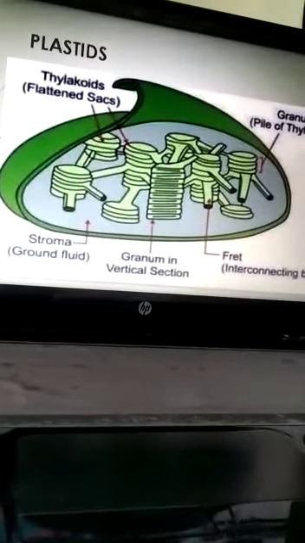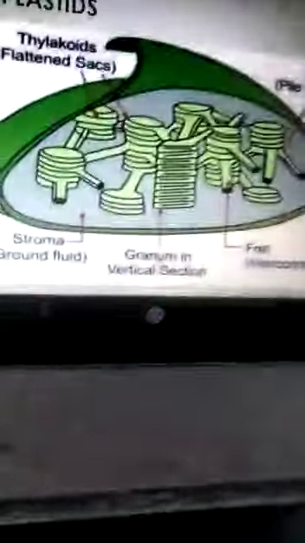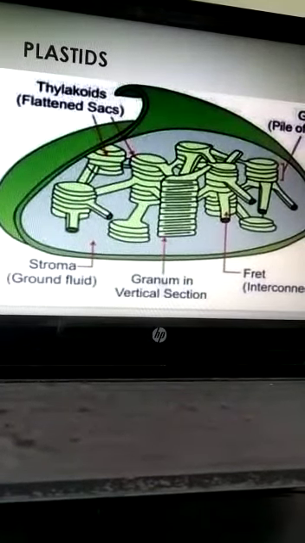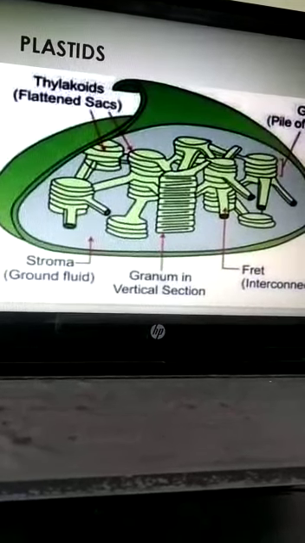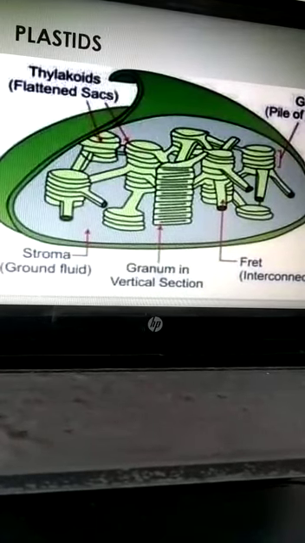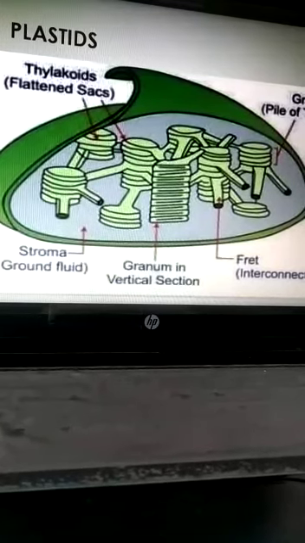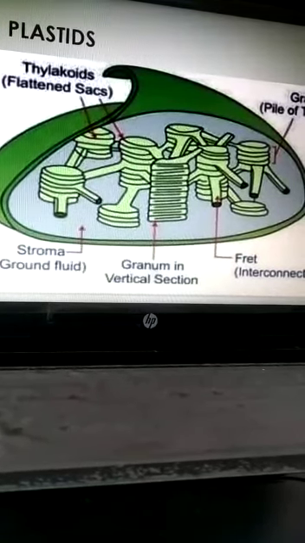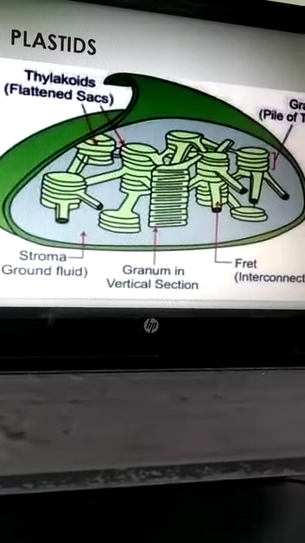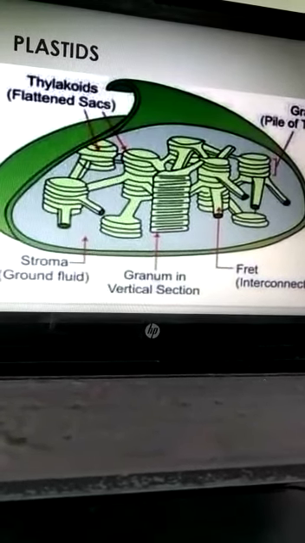Next organelle is the plastids. Plastids are found only in plant cells. They are absent in animal cells. On the basis of pigments present in them, plastids are of the following three types. First one is the leucoplast. Leucoplasts are the colorless plastids. They take part in storage of food.